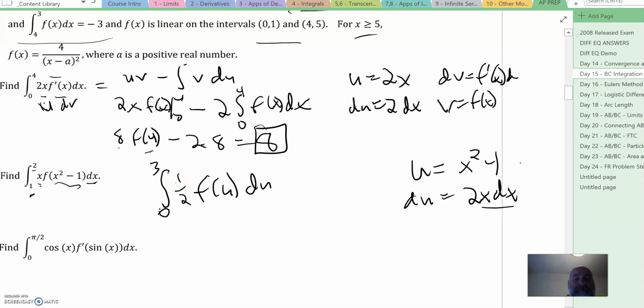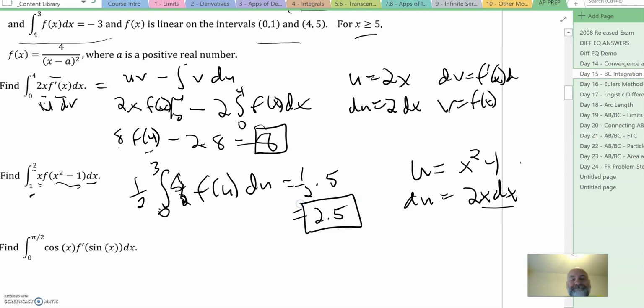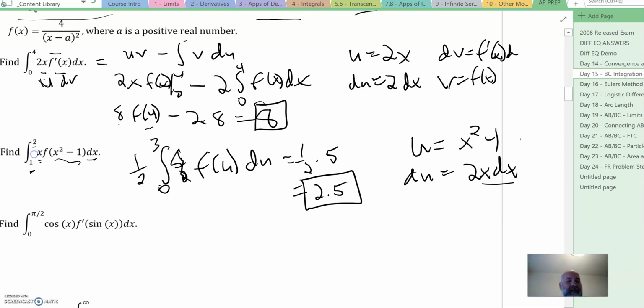So I can pull the 1/2 in front. And then the integral from 0 to 3 of f of u is, from what we saw before, 8 minus 3, which is 5. So it's 1/2 times 5, which is 2.5. Yeah. All right. Next one.